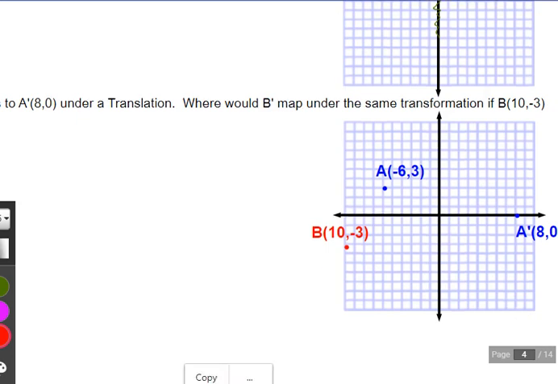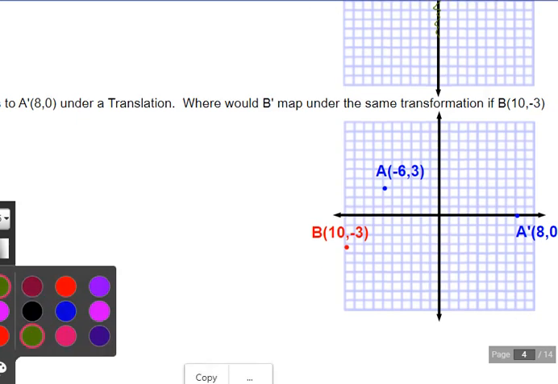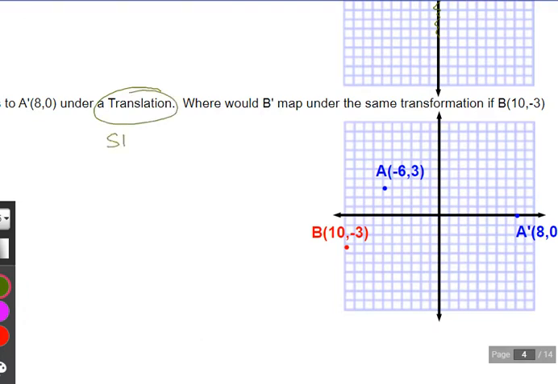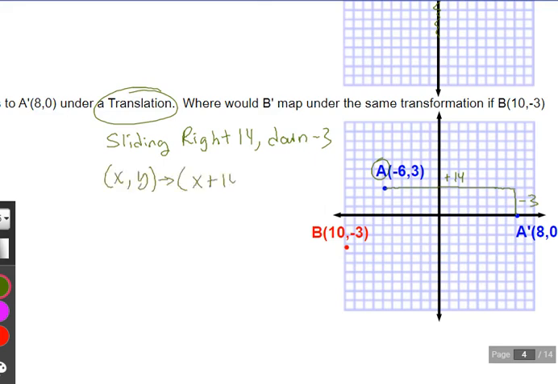Looks like we're asked to map another translation, so we know that we're sliding. We should figure out how much we're sliding by. We're going from A to A prime. Here's A right here, and we go over 1, 2, 3, 4, 5, 6, and then 7, 8, 9, 10, 11, 12, 13, 14. So we're going 14 to the right, and it looks like we're going 3 down. So we're sliding right 14, down 3. That translates to a rule: add 14 to the x and subtract 3 from the y.